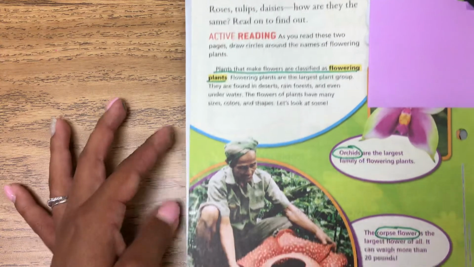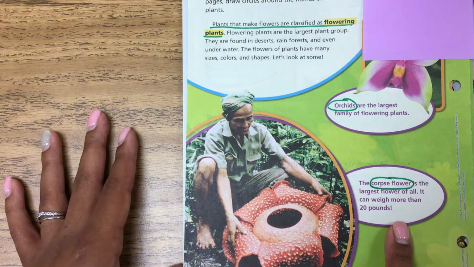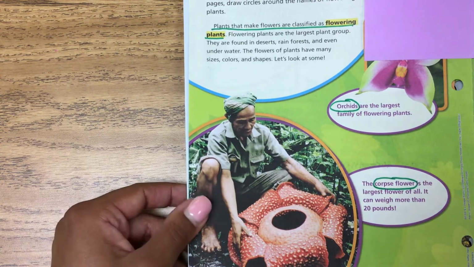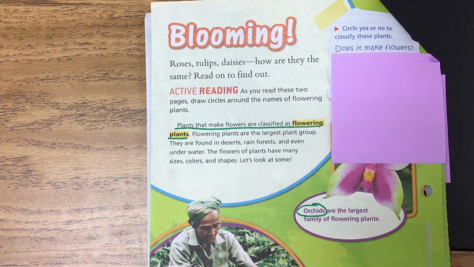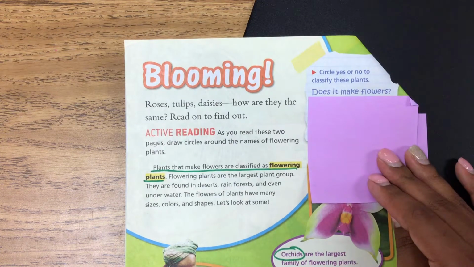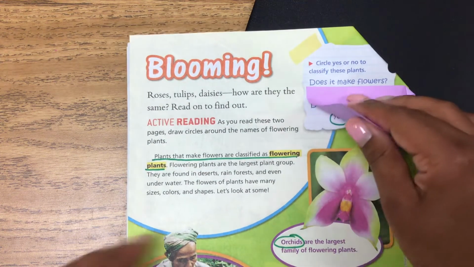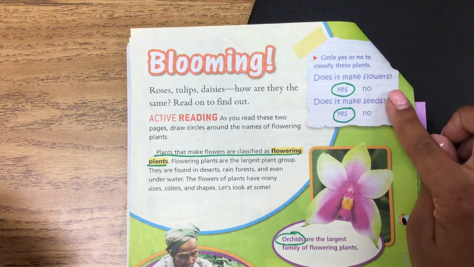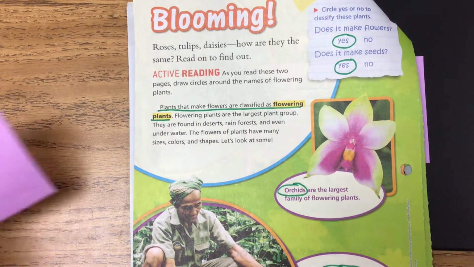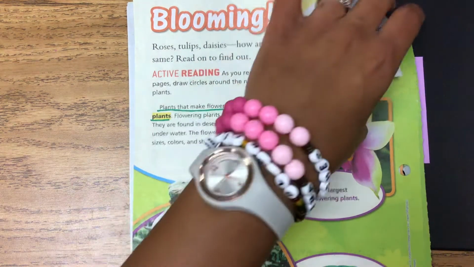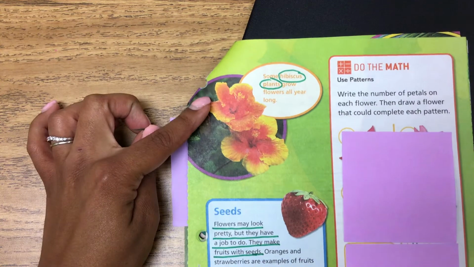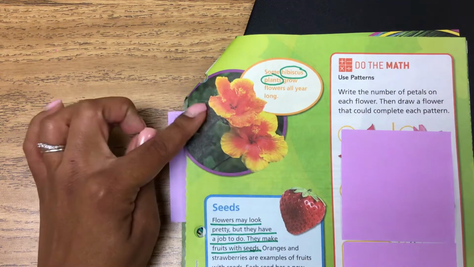Let's look at some. You can see down here the corpse flower is the largest flower of all. It can weigh more than 20 pounds. Orchids are the largest family of flowering plants. Let's take a look at our questions up here. Does it make flowers? We do know that these two, the orchids and the corpse flower, make flowers, and they also make seeds. We also have the hibiscus plants, and they grow flowers all year long, so they make flowers and seeds as well.